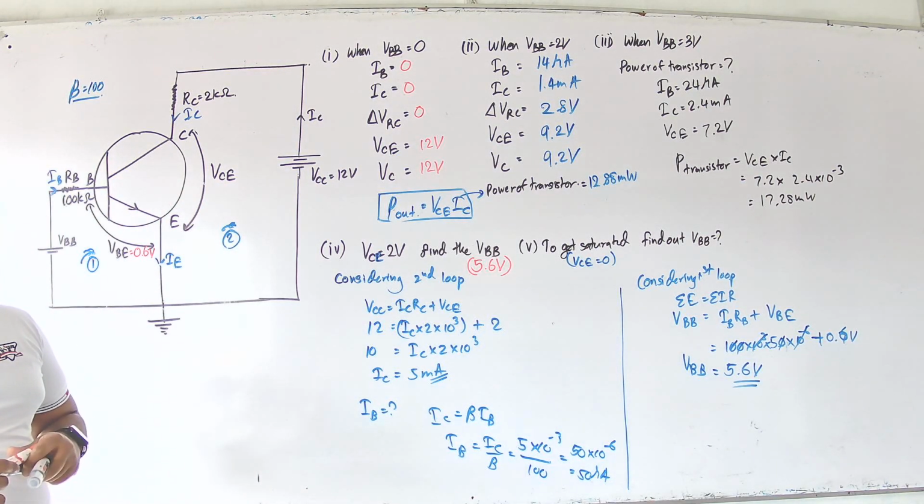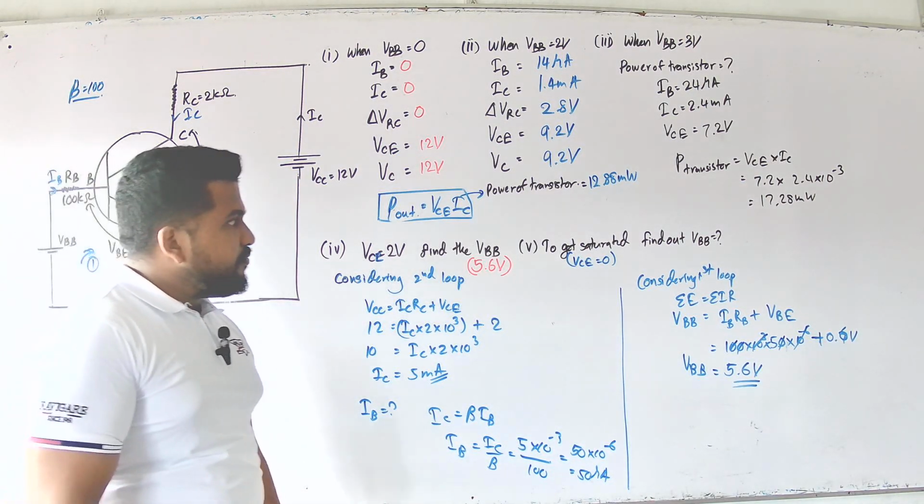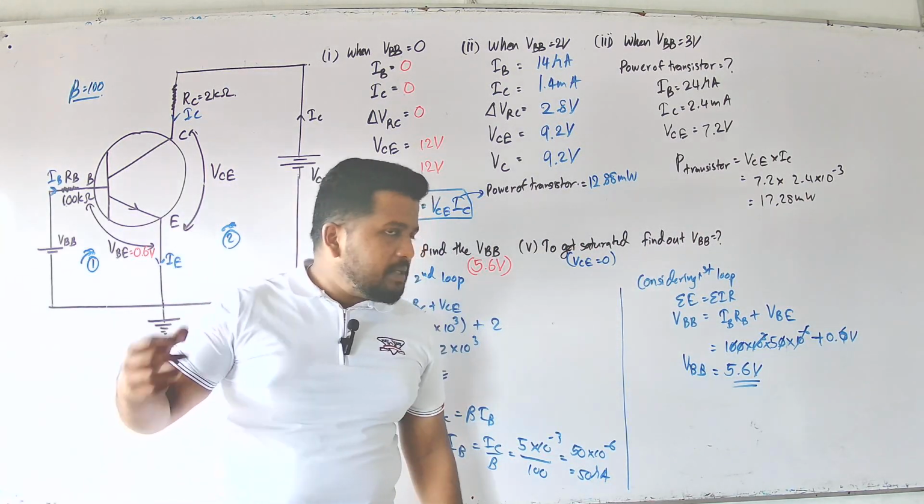Right? Then find out the VBB when VCE is 0.